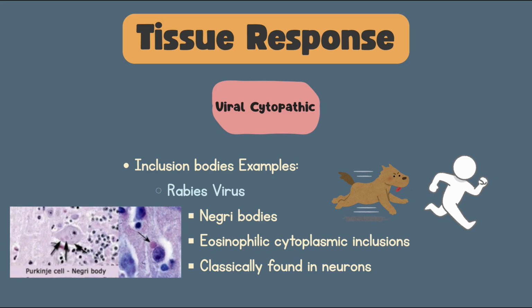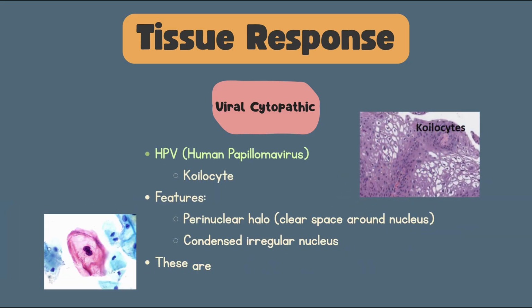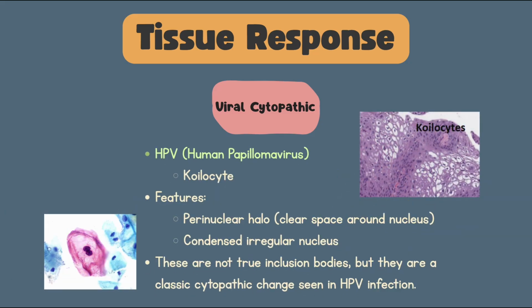Okay, with that being said, we've looked at all of the examples of inclusion bodies. I want to talk about one more virus, which is HPV. HPV produces a classic characteristic cell that we call a koilocyte. Now, what are the features of a koilocyte? It has a perinuclear halo, which is a clear space surrounding the nucleus, and a condensed and irregular nucleus.